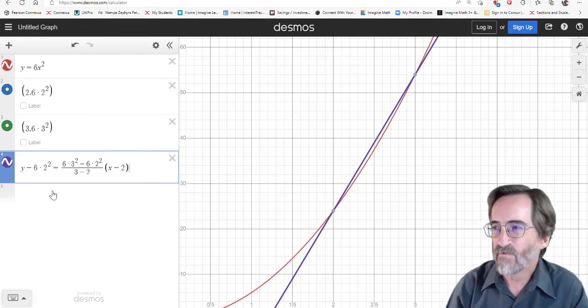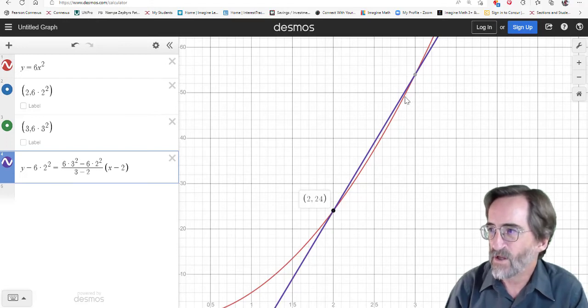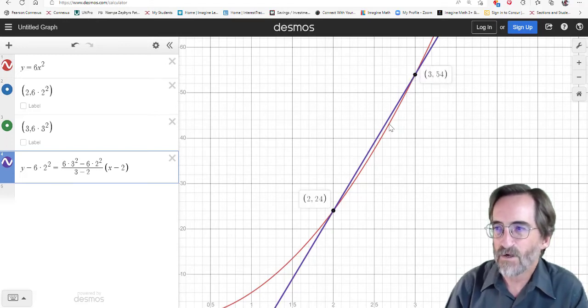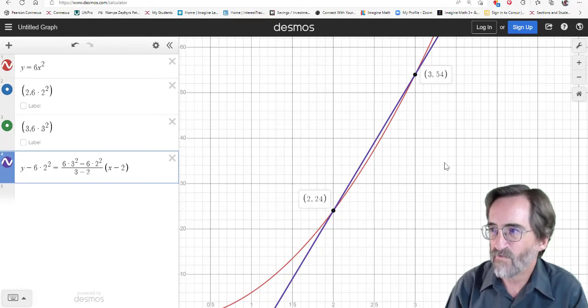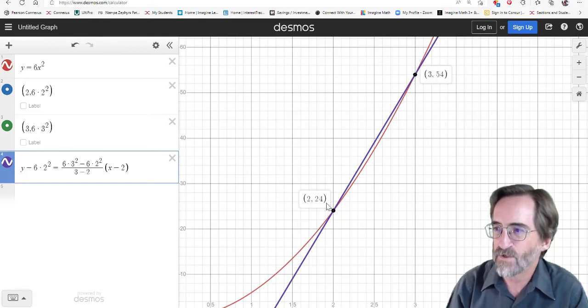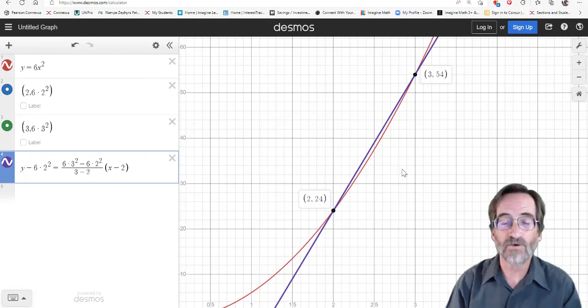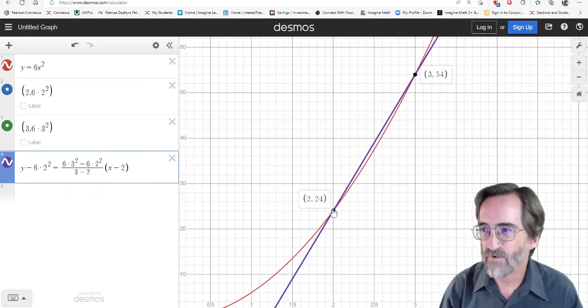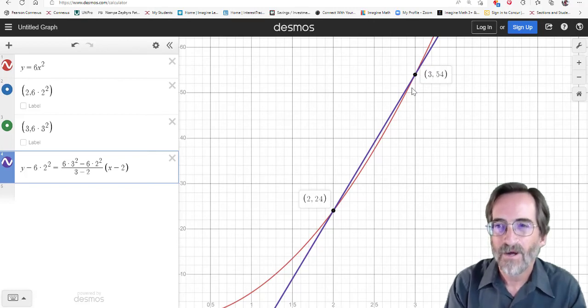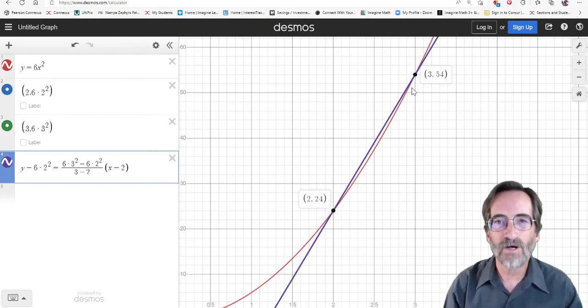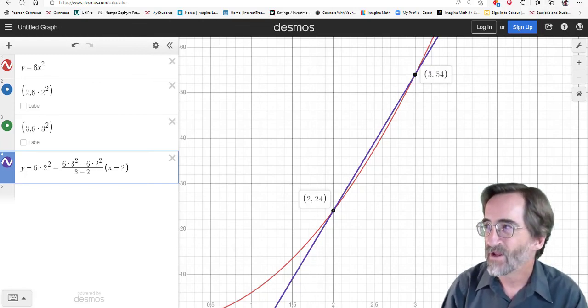And you'll notice that we've got the graph of the secant line that goes through both points. The slope of the secant line is change in y, 54 minus 24, which is 30, over 3 minus 2, which is 1. So it has a slope of 30 and goes through the points (2, 24) and (3, 54). Hopefully that makes sense. When we find average rate of change, we are actually finding the slope of the secant line that goes through 2 points on the graph. And that's the big idea.